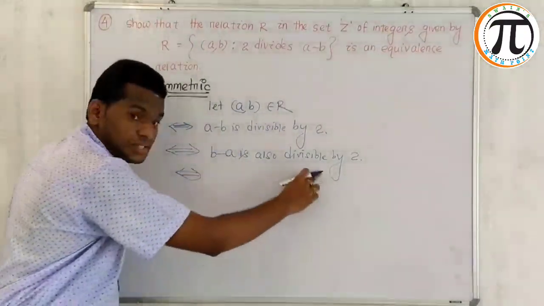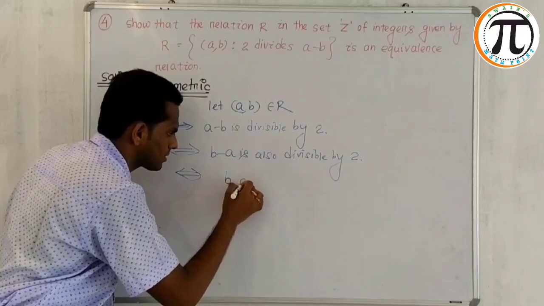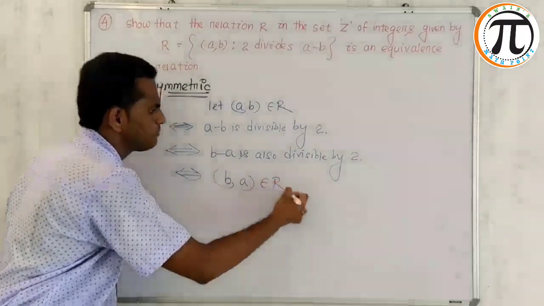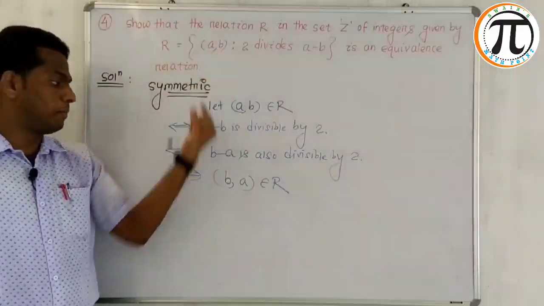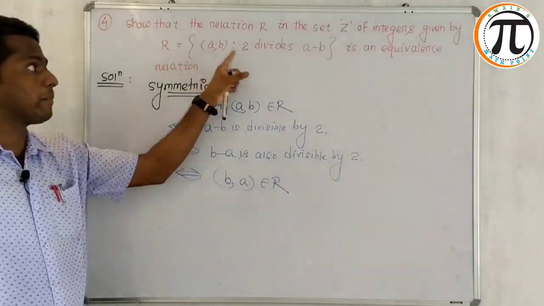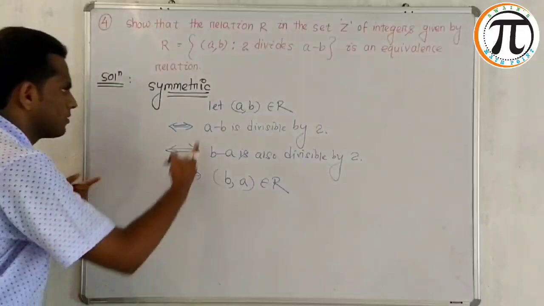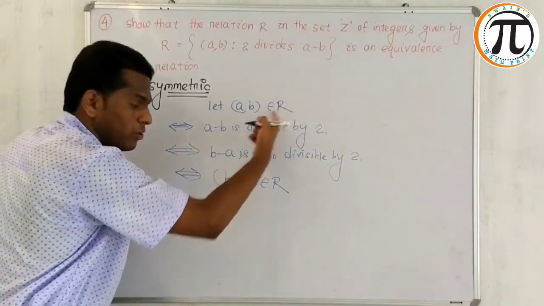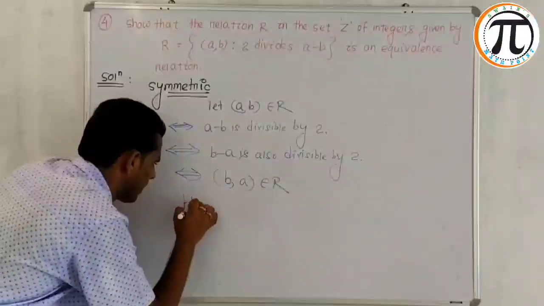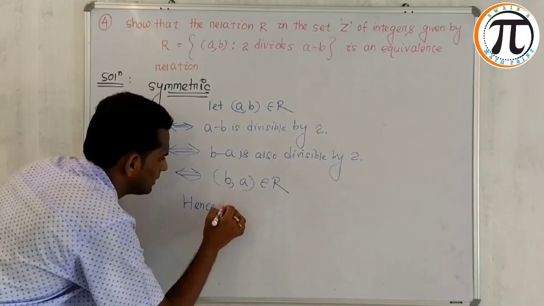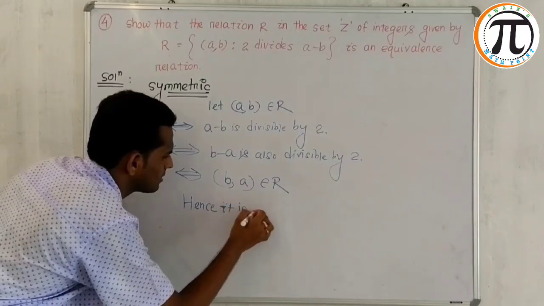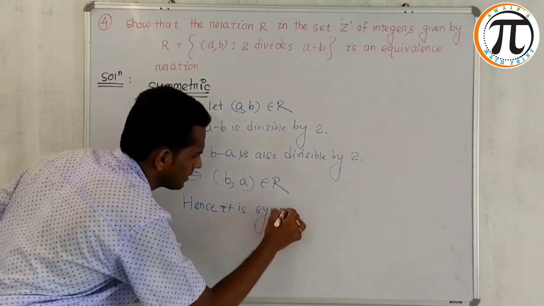So if this is satisfied, can I write the format is this? (b, a) belongs to R. Check it. (b, a). When I am writing (b, a), what happened? 2 divides b minus a. Look. Okay. So by taking (a, b) belongs to R, we are getting (b, a) belongs to R. That means, hence, it is symmetric. Hence, it is symmetric.